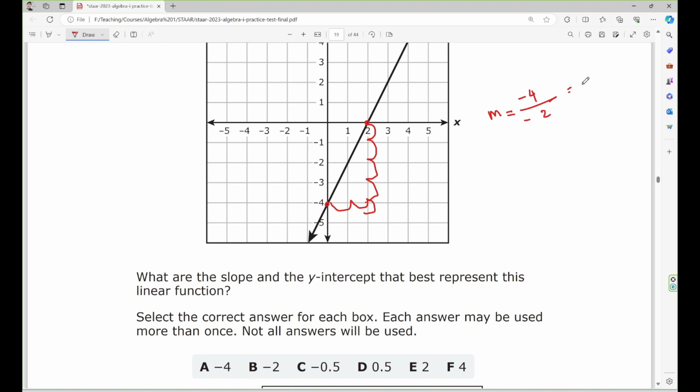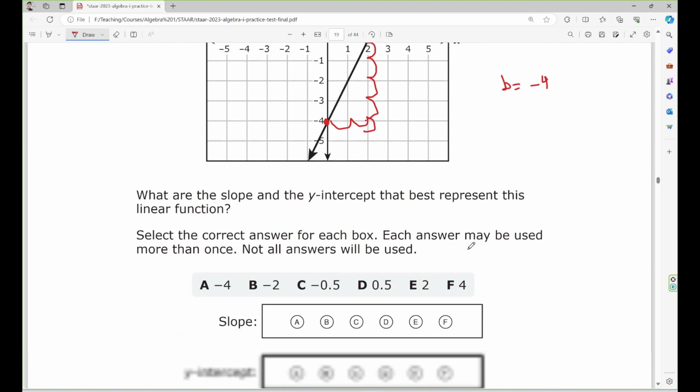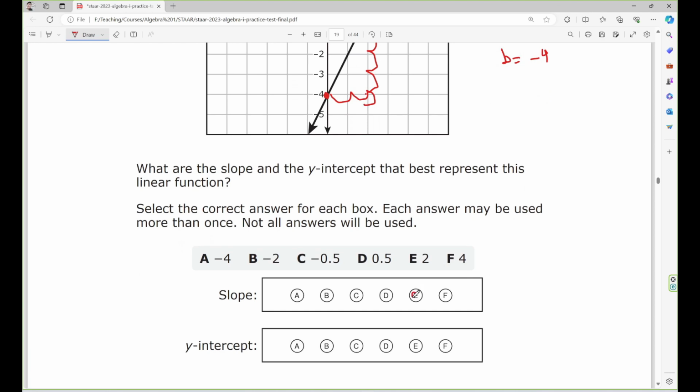So the slope should be 2. And the y-intercept is where the graph meets the y-axis, so it should be negative 4. So b equals negative 4. Alright. Now slope equals 2, which means E. And the y-intercept equals negative 4, which means A.